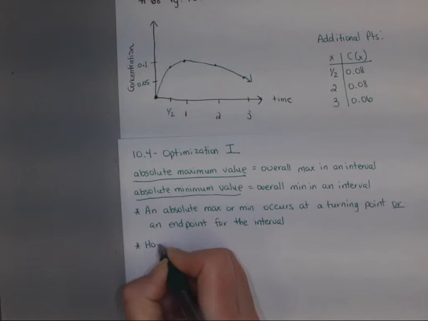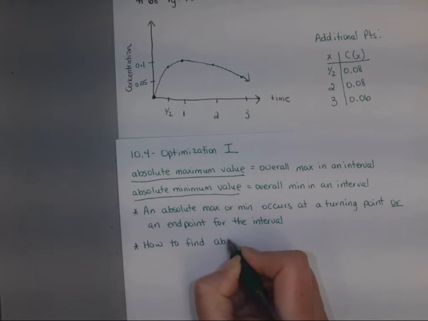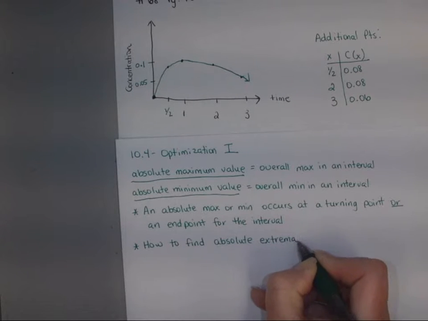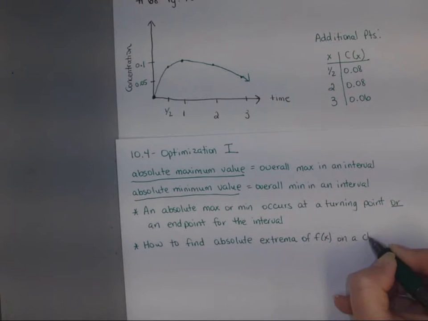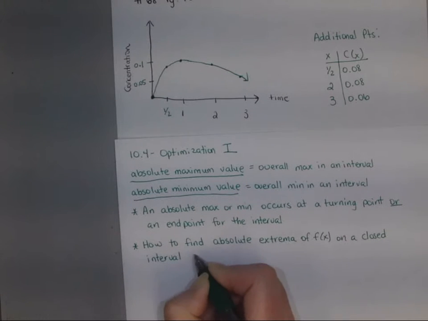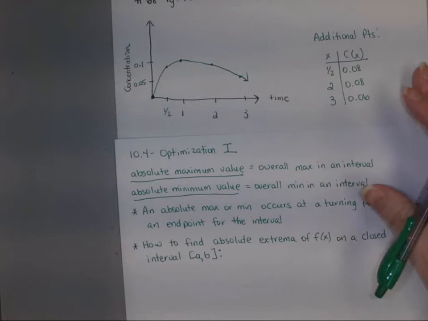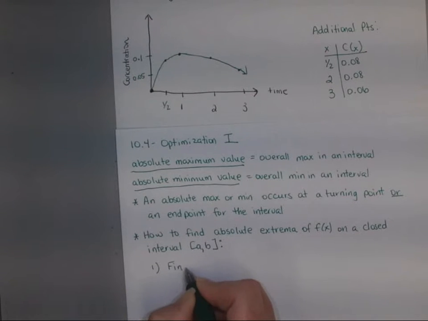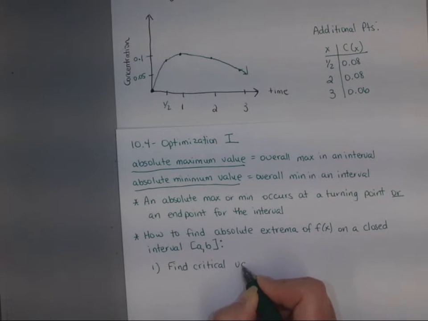So let's go through some steps, and then we're going to look at some functions where we find the absolute maxes and mins, and then we're going to transition to some word problems where maybe we have to come up with the formulas ourselves. So how do you find the absolute extrema of f of x on a closed interval? Those are kind of sloppy, but those are brackets. So the first thing you need to do is you need to find the turning points. Those are often going to be the critical values.